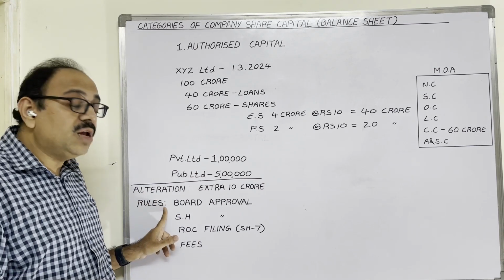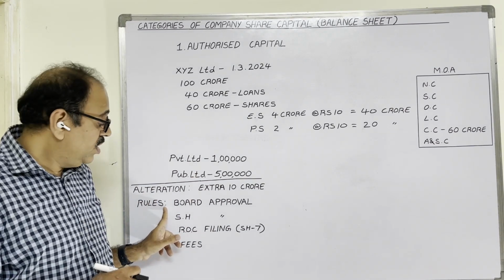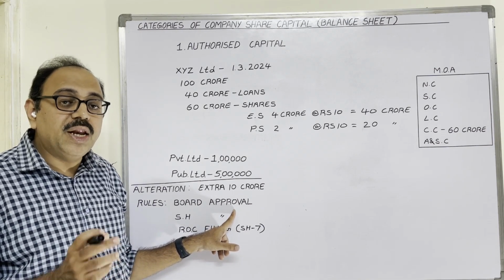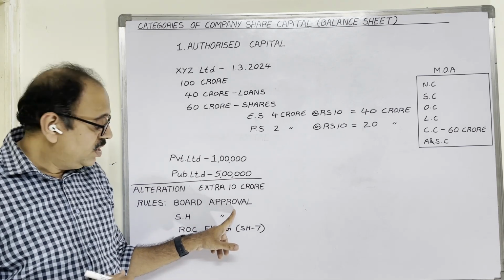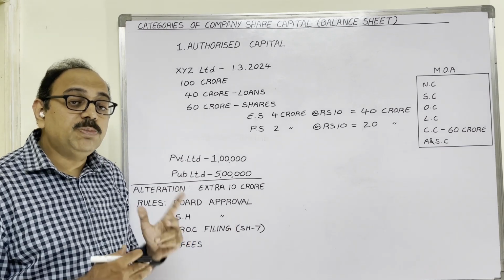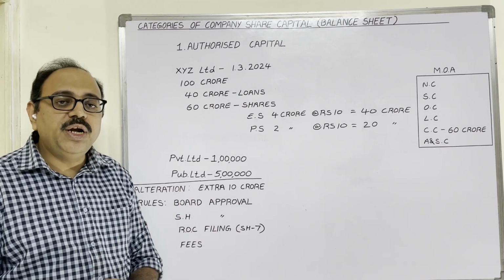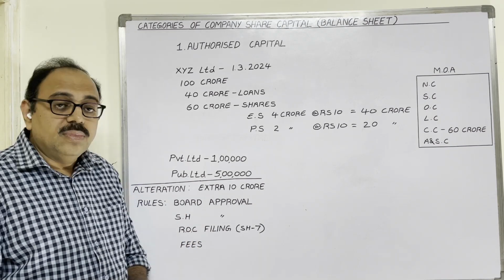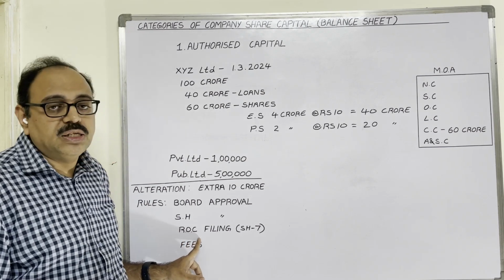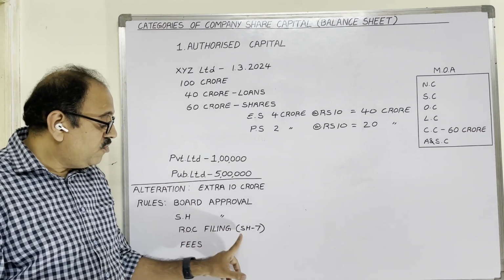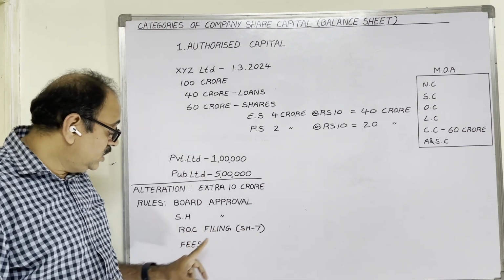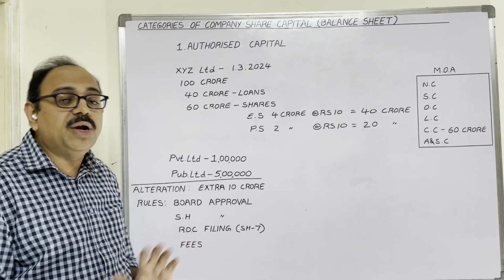And the rules prescribed in the Companies Act are, first, board approval. The company should take board approval by passing a resolution in a board of directors meeting. Next, the company should take shareholders' approval by passing a special resolution in an annual general meeting or extraordinary general meeting. Third one, ROC filing. ROC full form, Registrar of Companies. So the company should submit form SH-7 to the Registrar of Companies. And the final rule is the company should pay the prescribed government fees.